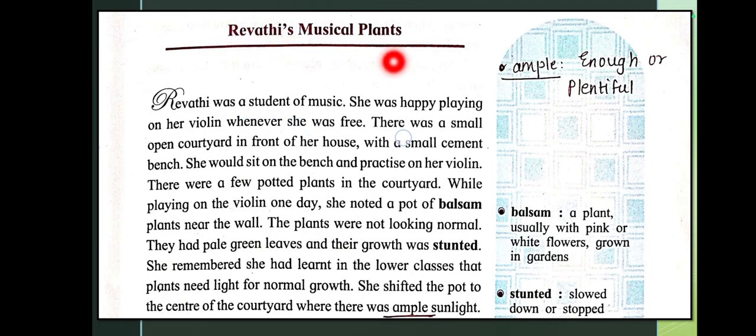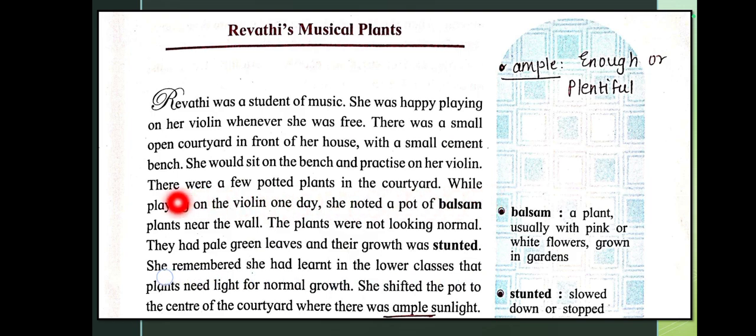Revathi's musical plants. Revathi was a student of music. She was happy playing on a violin whenever she was free. There was a small open courtyard in front of her house with a small cement bench. She would sit on the bench and practice on a violin. There were a few potted plants in the courtyard.